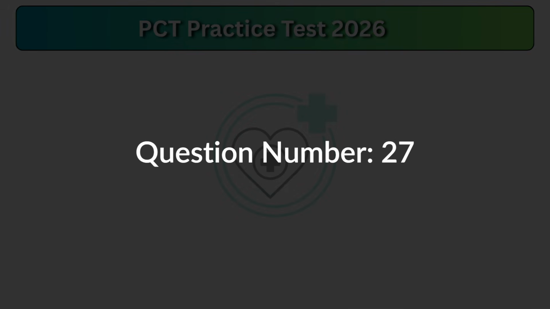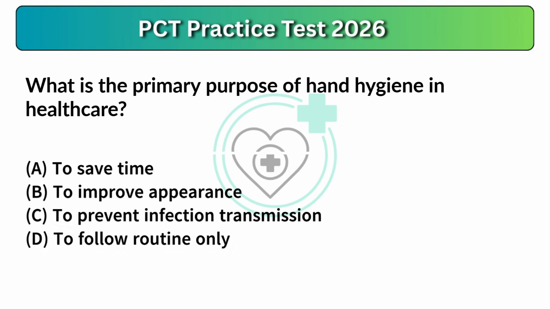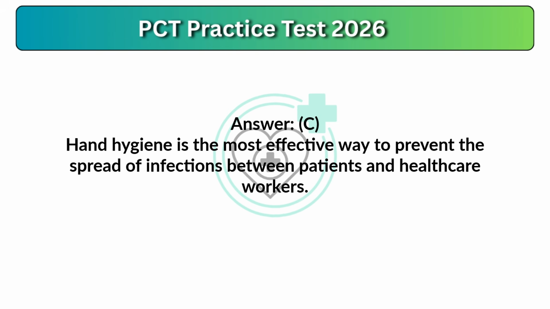Question number 27. What is the primary purpose of hand hygiene in healthcare? A. To save time. B. To improve appearance. C. To prevent infection transmission. D. To follow routine only. Answer C. Hand hygiene is the most effective way to prevent the spread of infections between patients and healthcare workers.